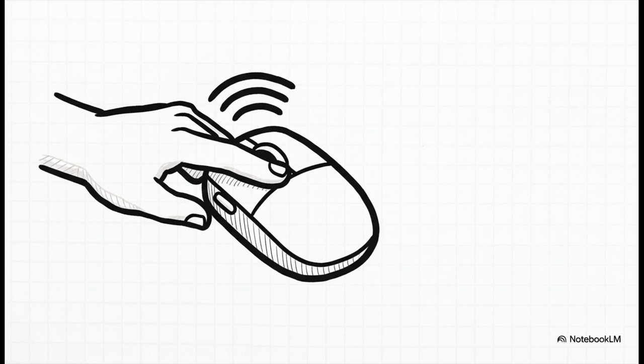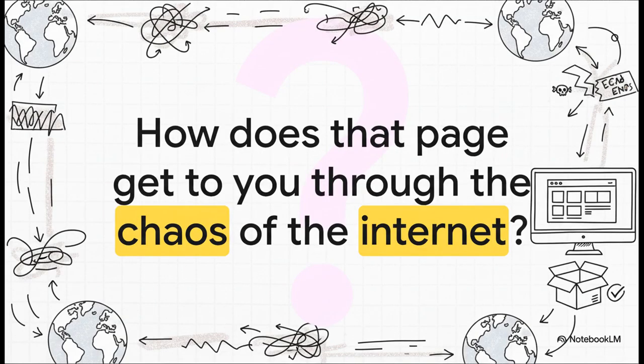Something you do 100 times a day without a second thought. You see a link, you click it, and boom, the page just appears. It feels totally instant, right? But what's really happening in that split second is anything but simple. That one click sends a request out into the wild, chaotic jungle of the internet. So how on earth does a complete, perfect web page find its way through all that noise and back to your screen every single time?